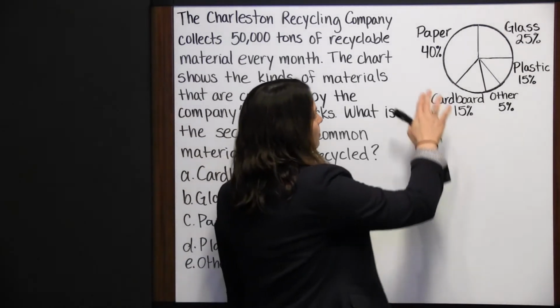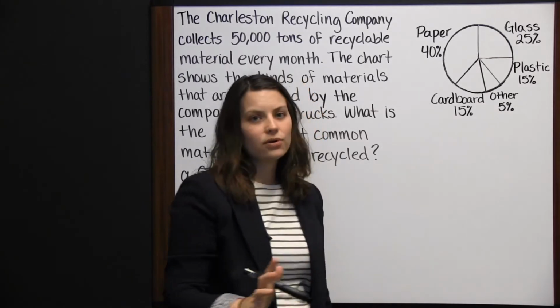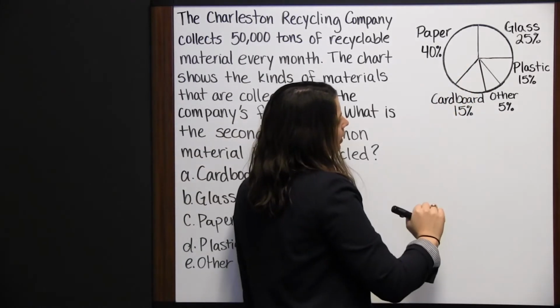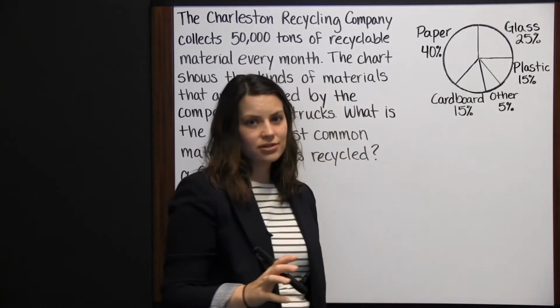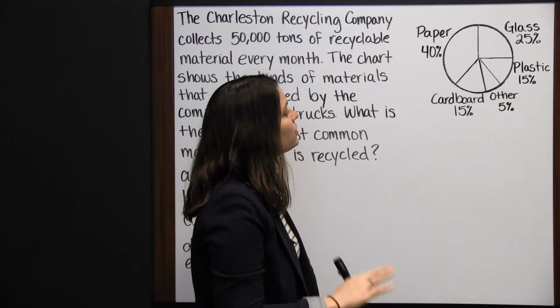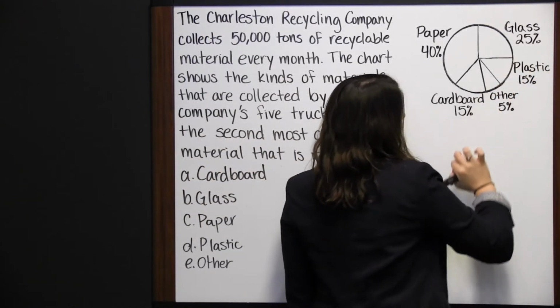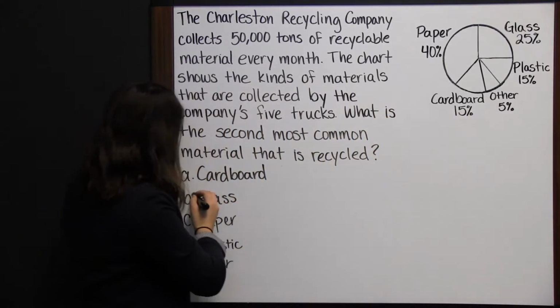And we can see that paper is the most commonly recycled material. It has the largest slice of the pie, and thus the largest percentage. So the second most common recycled would be glass at 25%. B.